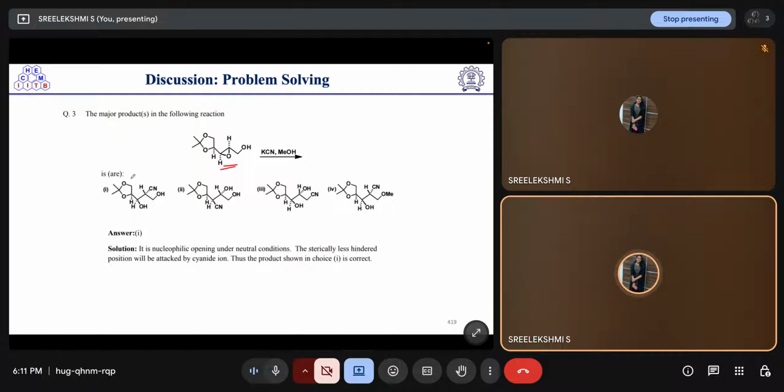So here the first one is the correct answer. Nucleophilic attack is happening under neutral condition, and the sterically less hindered position, that is this position, is being attacked. Since the epoxide is above, the CN minus is attacking from below and the product will be option 1.